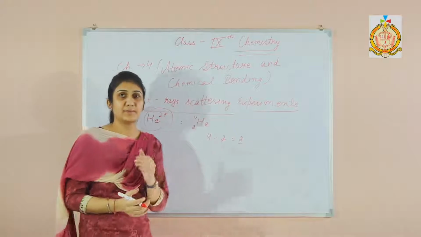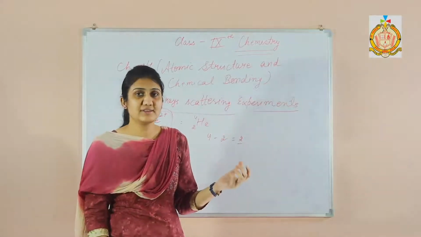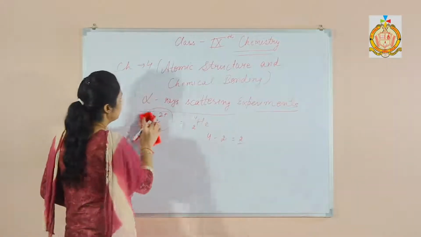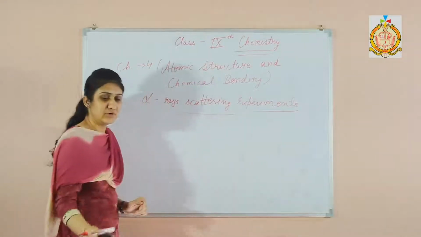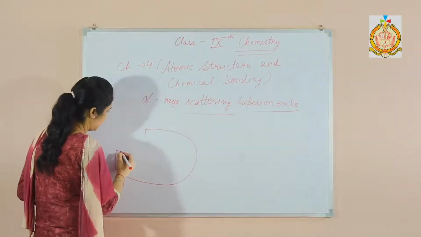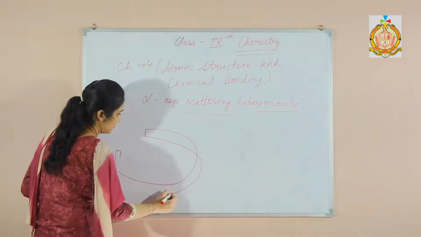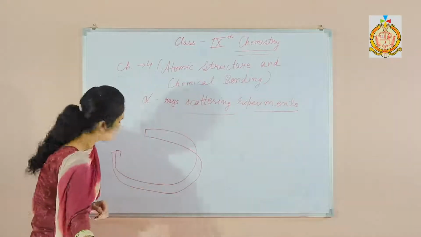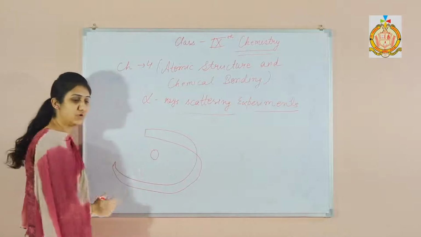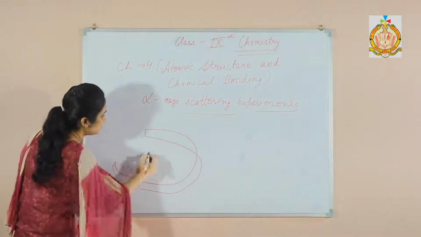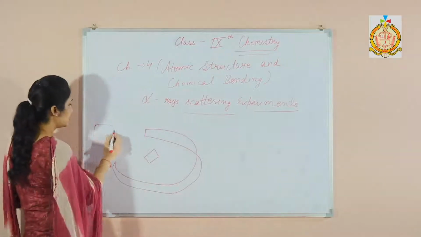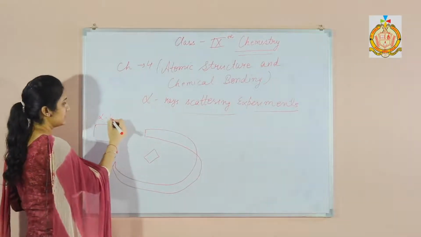When he passed a beam of alpha particles through the gold foil, he observed something that we will study here in this experiment. First of all, he placed a screen, and here he placed some gold foil. Suppose this is a very thin gold foil and here is a source of alpha particles.